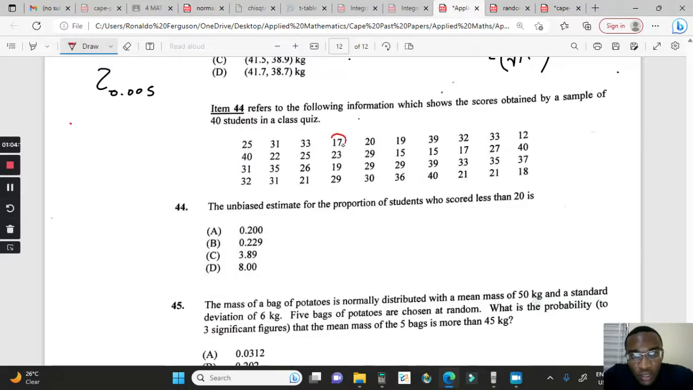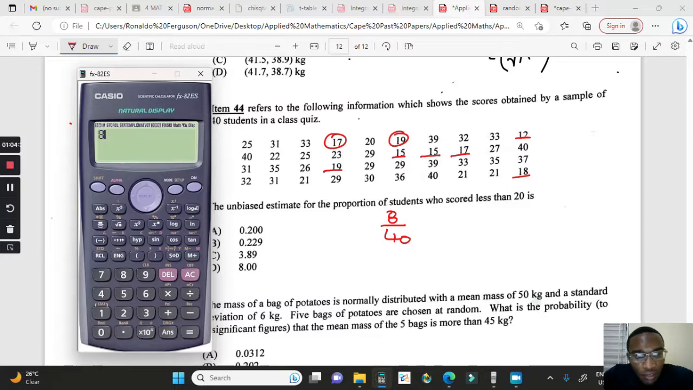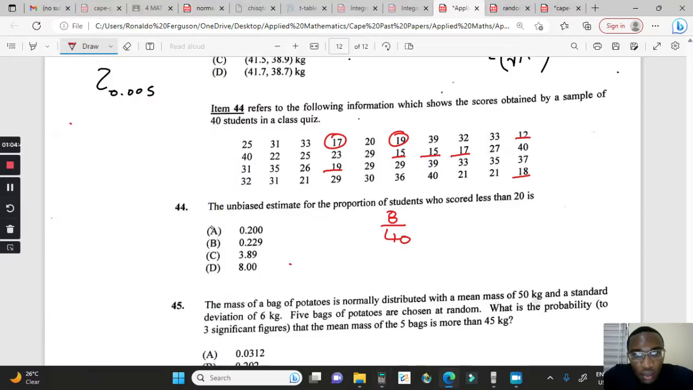Now, number 44, the unbiased proportion for students who scored less than 70. Those who scored less than 70: 1, 2, 3, 4, 5, 6, 7, 8, only 8. And this is out of how much? 1, 2, 3, 4, 5, 6, 7, 8, 9, 10. That's 8 out of 40, I'm seeing. And 8 divided by 40 is 20%. That's 0.200. Easy.